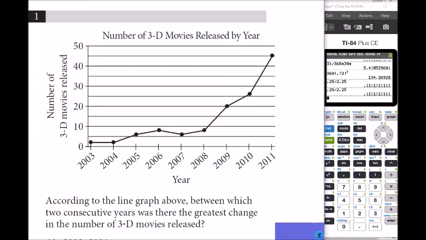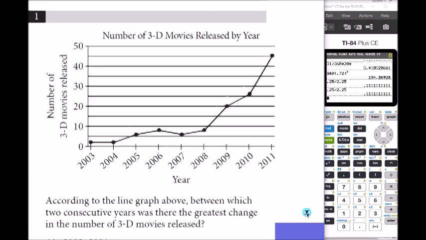Hello, today I'm going to go over test number 5, section 4. This video I'm going to go over number 1 through 20. Number 1, number of 3D movies released by year is given on this graph.